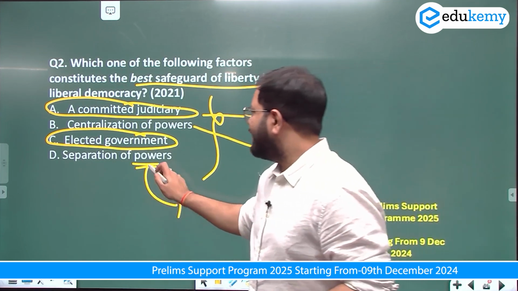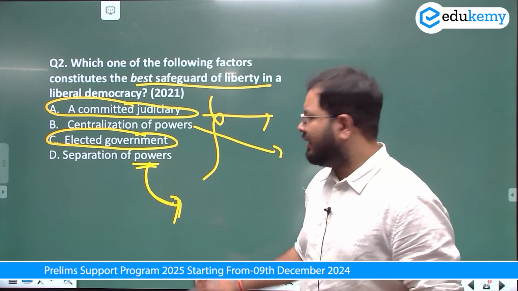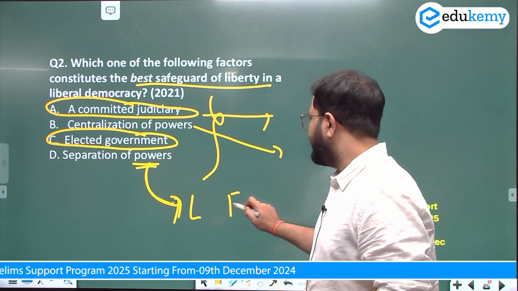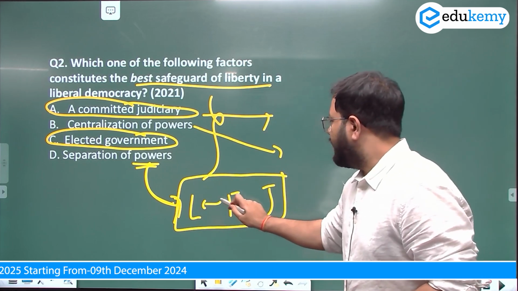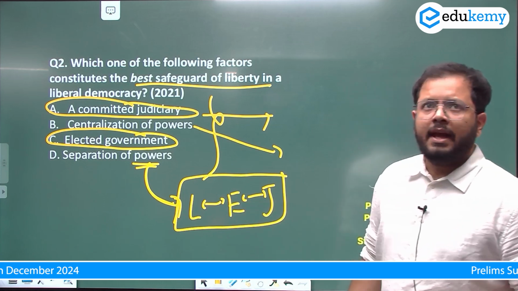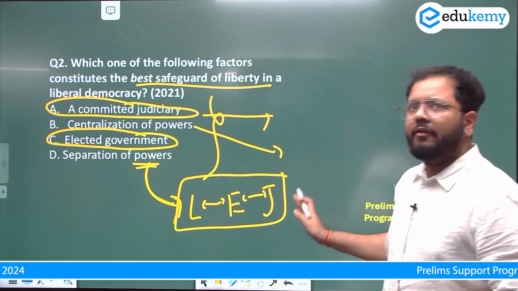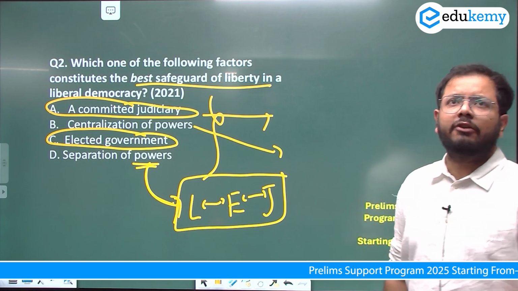The right answer here is separation of power. It is a separation of power between three organs of state: legislative, executive, and judiciary. When these three organs work in equilibrium, where there is separation between them, and when there is non-accumulation of power and there are checks and balances between them, it ensures the best safeguard of liberty.